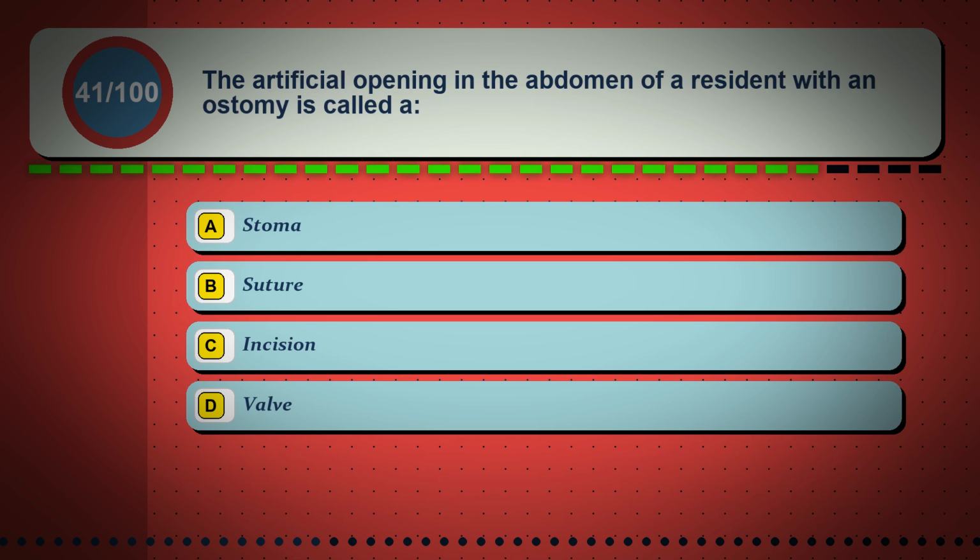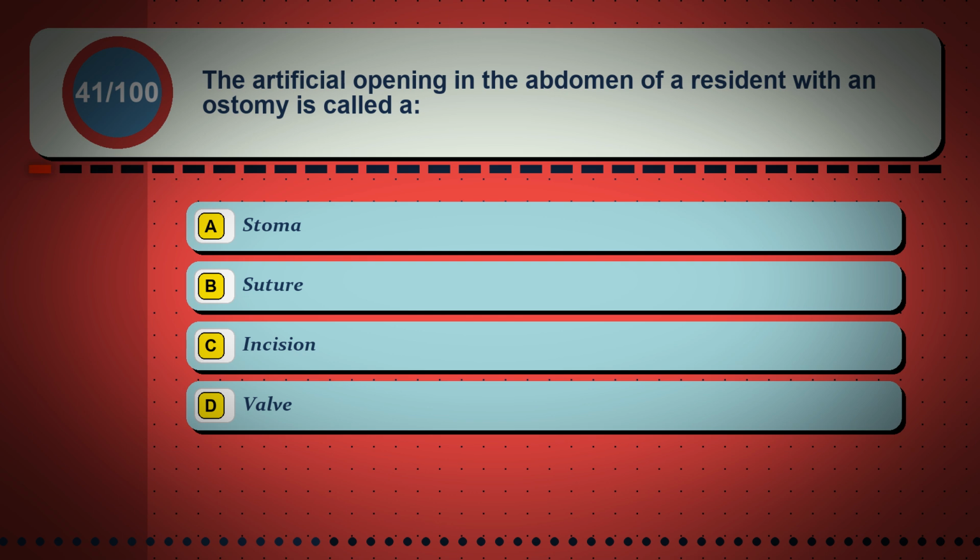Question 41. The artificial opening in the abdomen of a resident with an ostomy is called a: Option A. Stoma. Option B. Suture. Option C. Incision. Option D. A valve.